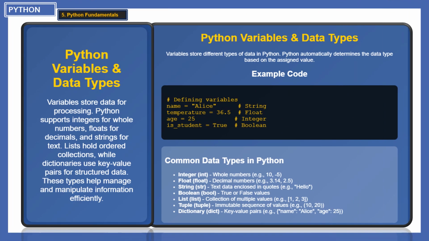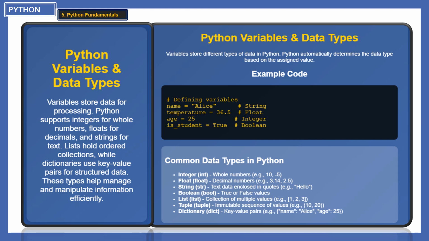Python variables and data types. Let us explore variables and data types in Python. In Python, a variable is like a labeled storage box that holds different types of data. The best part? Python automatically figures out the type of data you are storing so you do not need to specify it. For example, in the code shown on the slide, the variable name is set to Alice, which is a string, meaning it stores text.